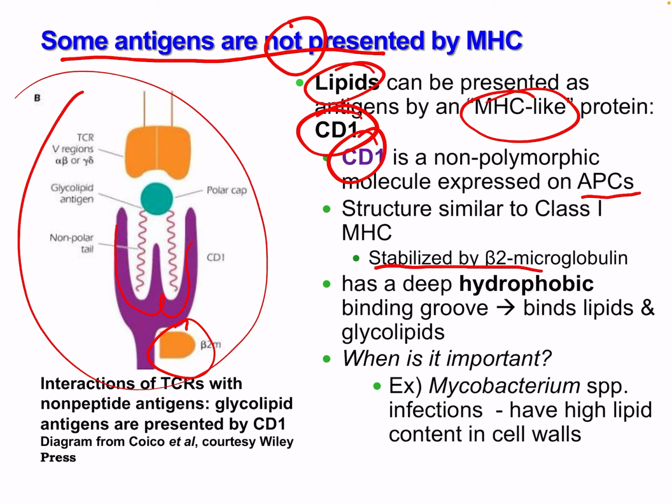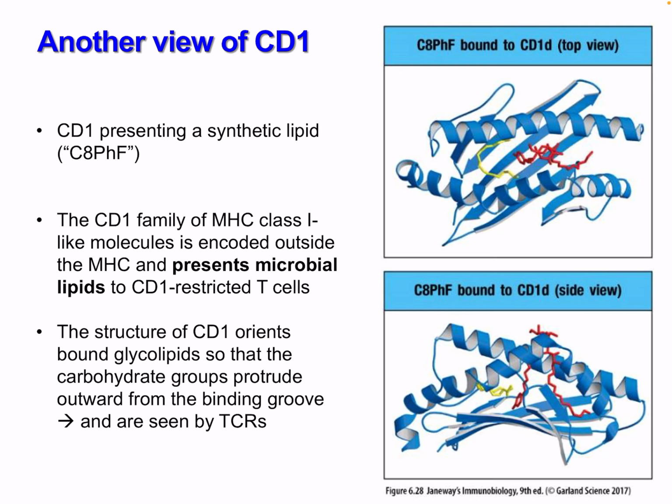It is also stabilized by beta-2 microglobulin, as we said. It has a deep hydrophobic binding groove, which binds lipids and glycolipids. It's important because certain bacteria, like Mycobacterium, have a high lipid content in their cell walls. So we still need a way to fight these infections. And these can interact with both alpha-beta and gamma-delta T cells.